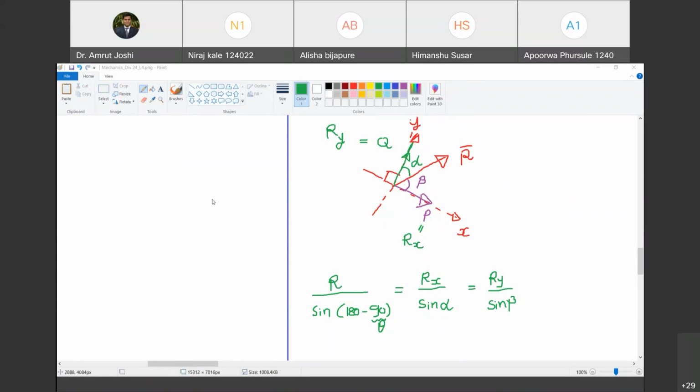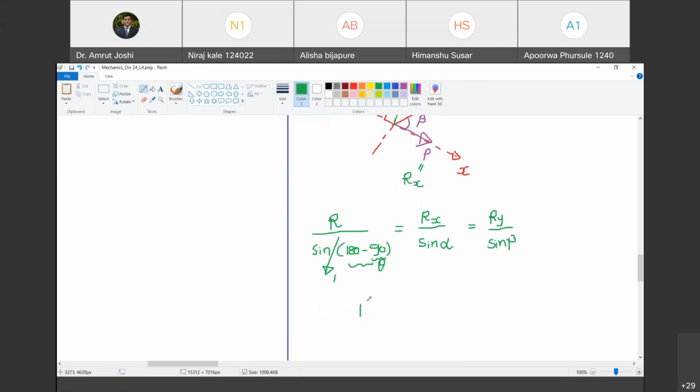Okay. Now let us go ahead. So R upon sine of 180 minus 90 degree. So what is sine of 180 minus 90 degree? It is sine of 90 degree. It is 1. Do you agree with me? So now we get an expression Rx is equal to R sine alpha. And Ry is equal to R sine beta.